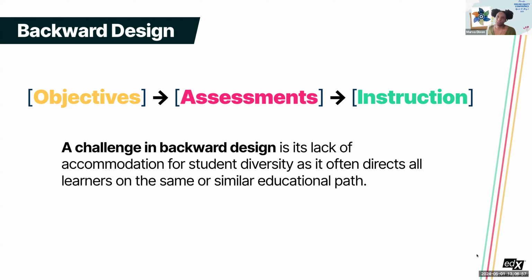So in doing research on backward design, one of the challenges or criticisms that we kept coming across was its lack of accommodation for student diversity. With backward design, you're often asking students to embark on the same educational path, or an educational path that's super similar. So there's just not a lot of room for student diversity.